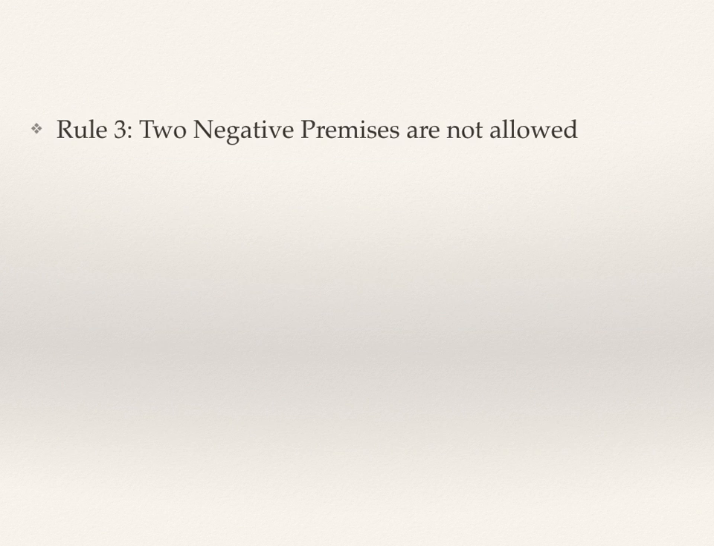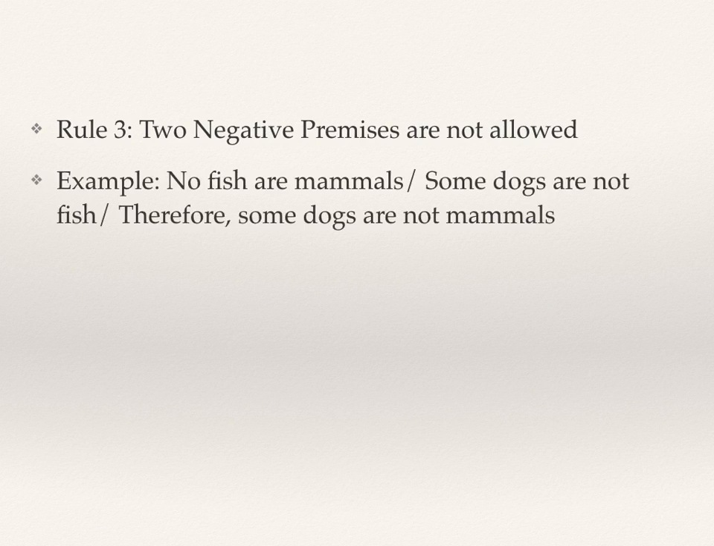Okay, rule number 3. Two negative premises are not allowed. So you cannot have 2 negative premises and end up with a valid conclusion. So for example, the argument, no fish are mammals, some dogs are not fish, therefore some dogs are not mammals. That conclusion does not follow because we have 2 negative premises in this argument.